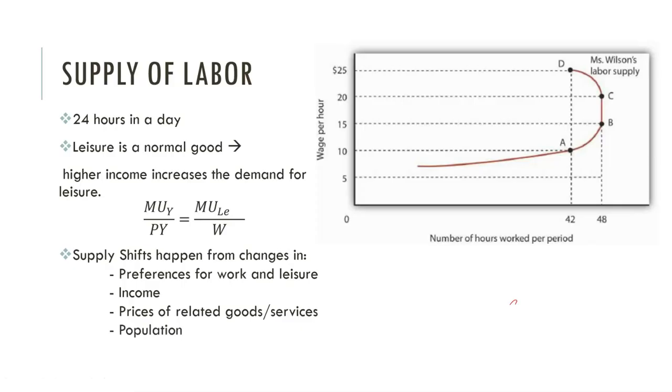Think about population. So more population is going to shift that supply curve to the right. Less population will shift it to the left. And what people feel like is going to happen in the future, not just the economy, but what they think is going to happen in a particular job market, is going to cause that supply curve to shift.